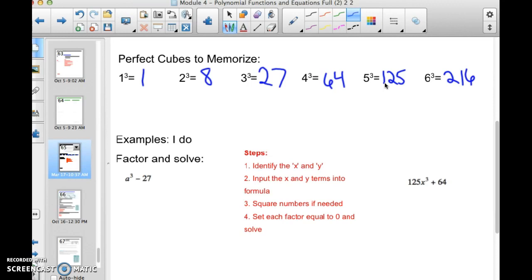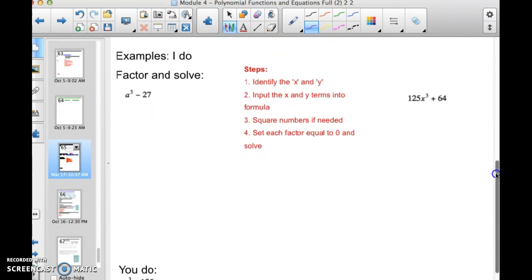Alright, so the perfect cubes I've written in blue. They are perfect cubes because if you take the cubed root of them, it would go back to the original number. So for example, the cubed root of 64 is 4. So it's a perfect cube because if you take the cubed root, it breaks down to a whole number. Alright, so just familiarize yourself with those, and then you'll see those numbers pop up a lot in this practice and even in these videos.